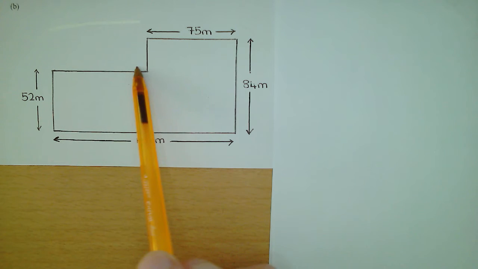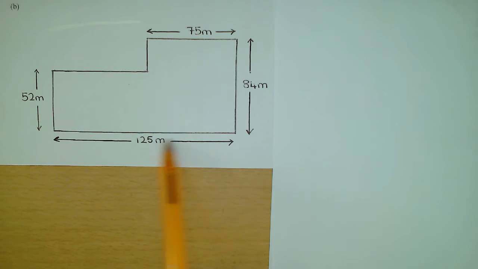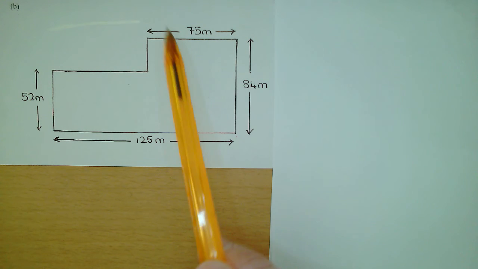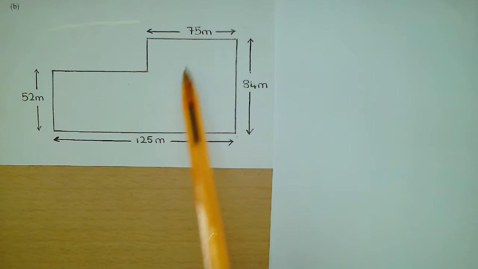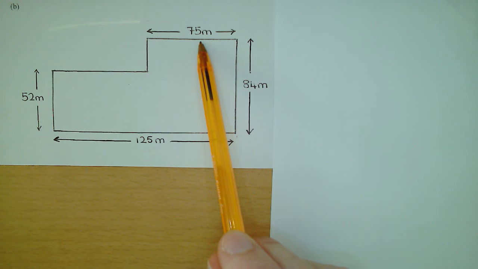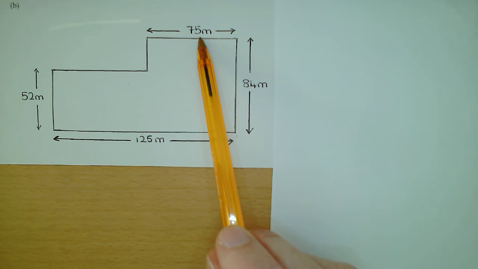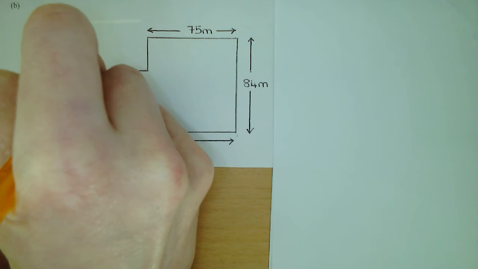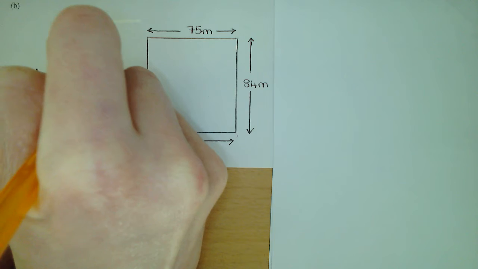To calculate this side, we'll have to take the overall horizontal length at the bottom, 125, and we'll have to subtract this horizontal length at the top. So 125 subtract 75 is going to leave us with 50. So that is going to go on our diagram, 50 meters.